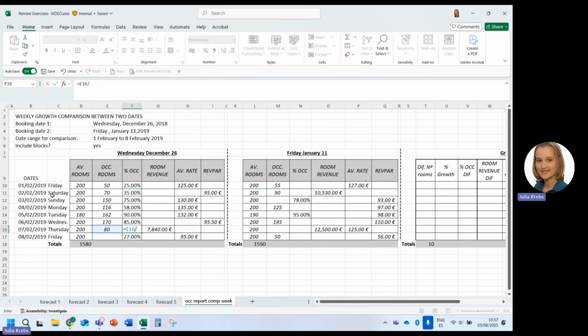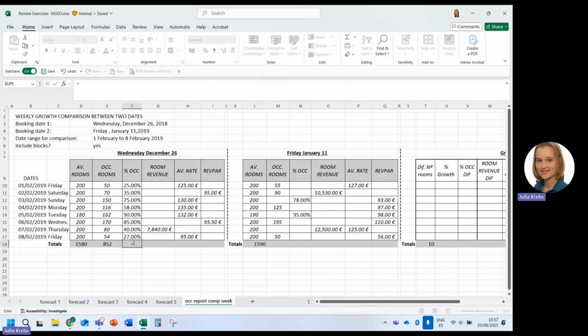Sorry, 80 divided by 200. And for the last one, again, rooms available multiplied by the occupancy percentage. Okay, that gives us our rooms occupied for this particular week in February. We sum them up as well, since we again need the totals for the weighted average of occupancy percentage, which is what we're going to do right now here as well.